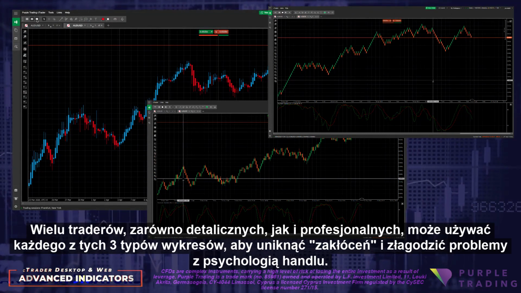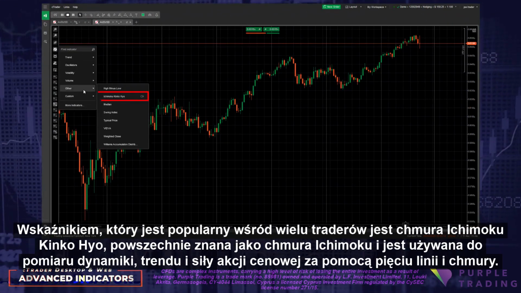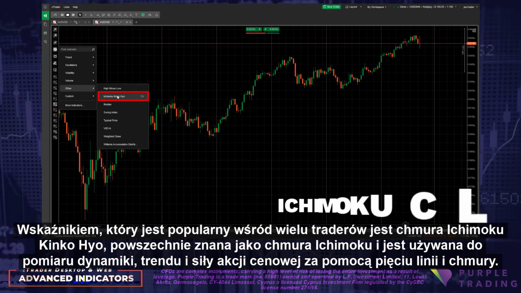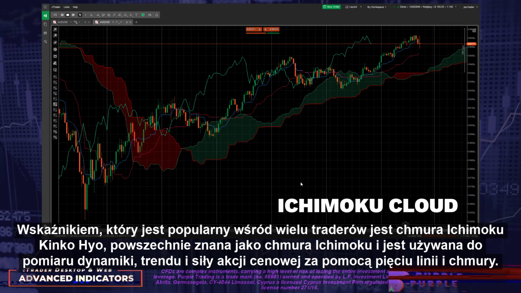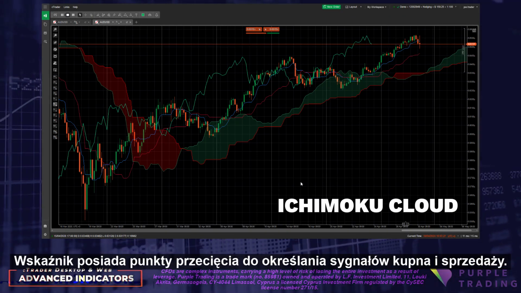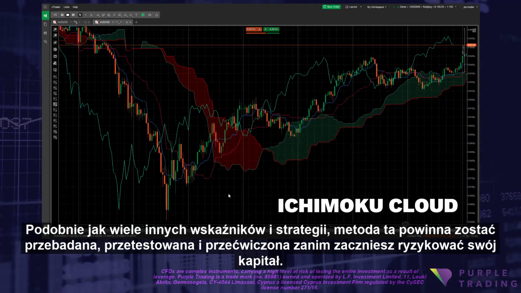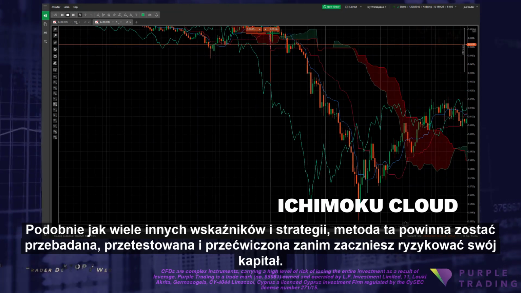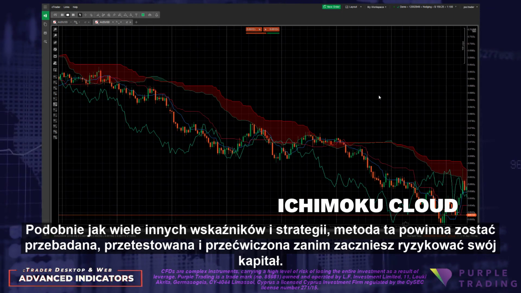An indicator that is popular among many traders is the Ichimoku Cloud, which is used to gauge momentum, trend, and strength of the price action using 5 lines and a cloud. The indicator has crossover points to determine buy and sell signals. Like many indicators and strategies, this method should be studied, backtested, and practiced before risking your capital.